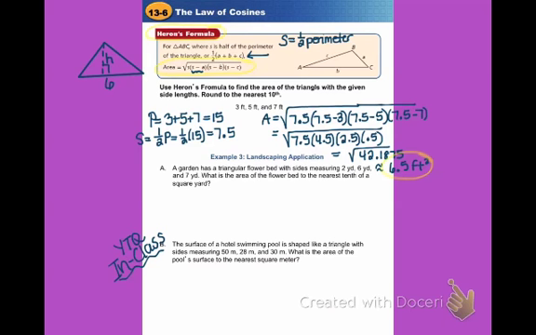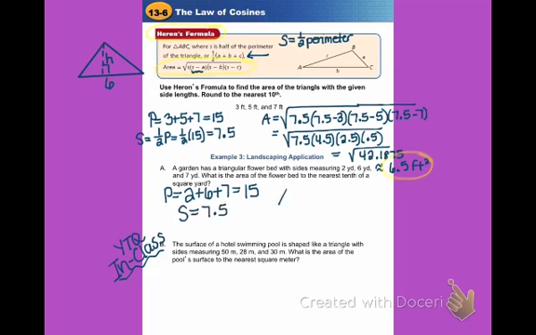So example A, a garden has a triangular flower bed with side measures of 2 yards, 6 yards, and 7 yards. What is the area of the flower bed to the nearest tenth of a square yard? Okay, so first step is find the perimeter and then take half of it. So the perimeter is the sum of the sides, and so these sides add up to 15 again. Interesting coincidence. So that means the S is half of that, which is again 7.5.